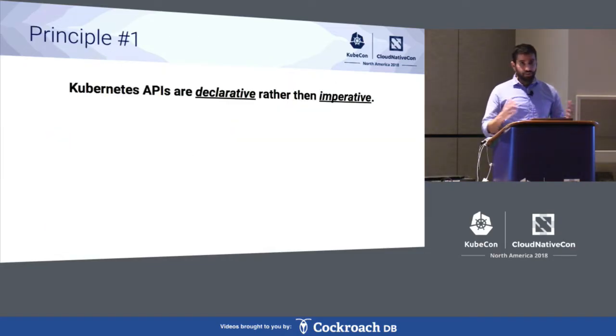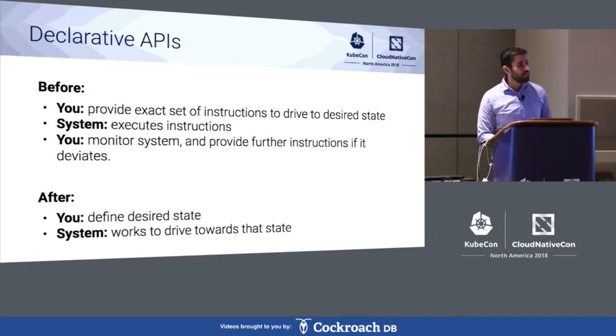So this is where the first principle of Kubernetes comes in, and that is that the Kubernetes API is declarative rather than imperative. So in Kubernetes, you do not tell the system, start this container on this machine. Instead, you define the desired state. You say that I want to have a container running. Please make it so.